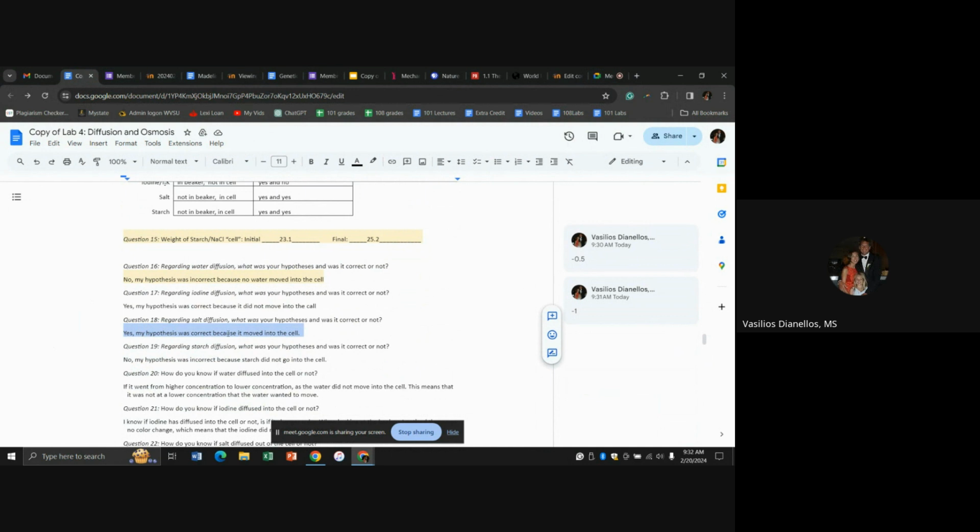salt did not move into the cell. So let's just focus on that part, right? Salt was already in the cell. Salt did not move into the cell. So that is why that one is incorrect. Right? Salt was already in the cell, so it did not move into the cell.